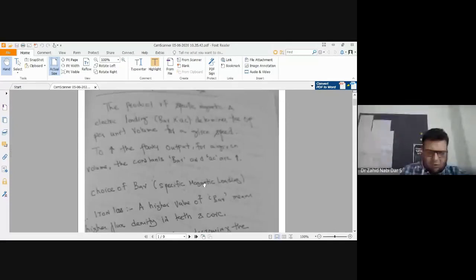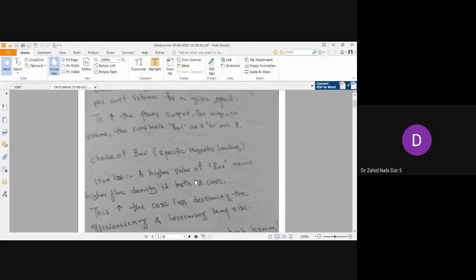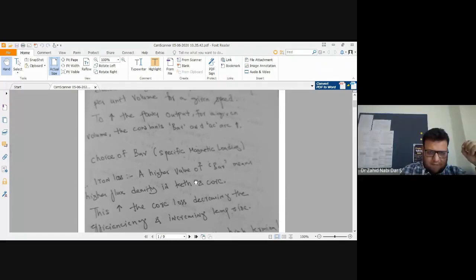So, the choice of the specific magnetic loading: firstly we will go for it. What parameters does it govern? The number one parameter governed by it is the iron loss. When I'm talking about the iron loss, iron means core. The core is made up of cold rolled grain oriented steel, and this particular loss in the core is also known as iron loss, whereas the loss in the winding is known as copper loss. So core loss, iron loss, one and the same thing.